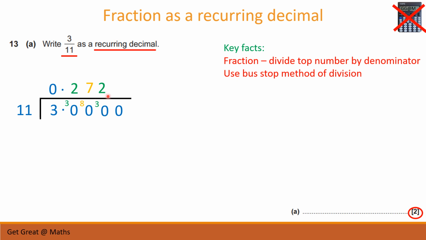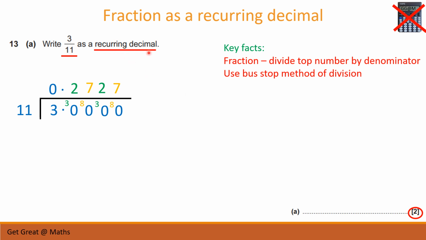Then how many are left over? So 30 take away 22 leaves me with 8. So now I'm going to look at how many times does 11 go into 80. Again, that is 7, exactly the same as before. So you can see that these first 2 digits here are exactly the same as the second 2 digits. And if I kept continuing, it would still keep going 2, 7, 2, 7, 2, 7, which means it's a recurring decimal.